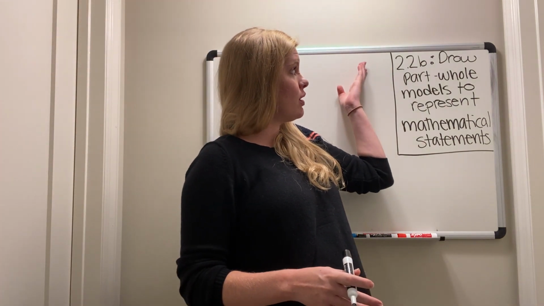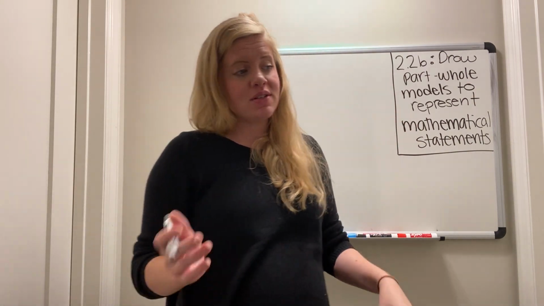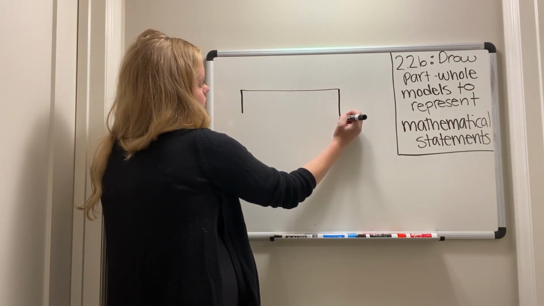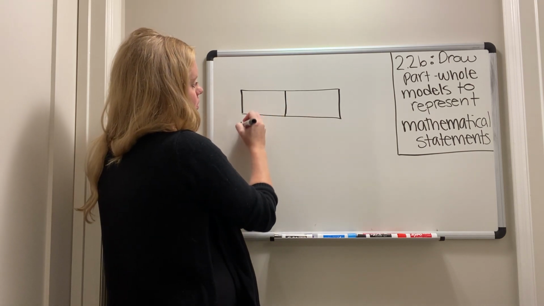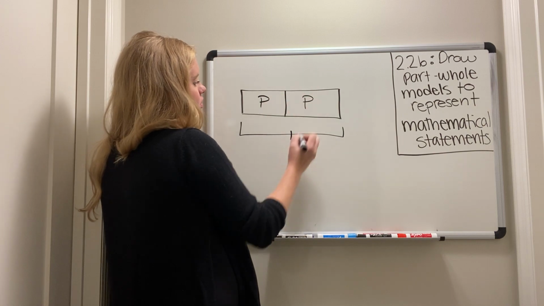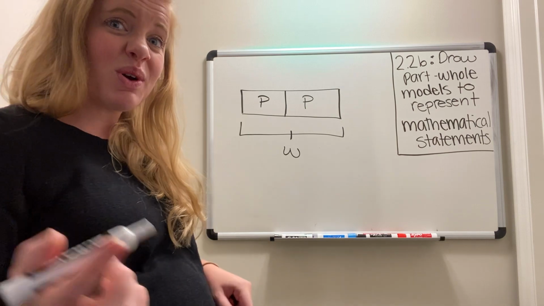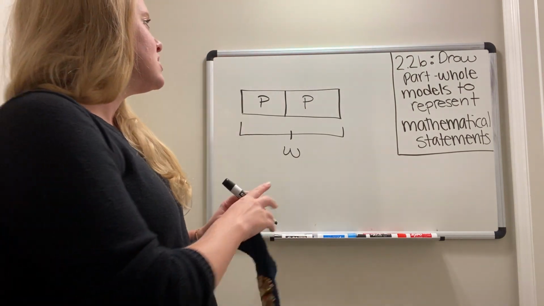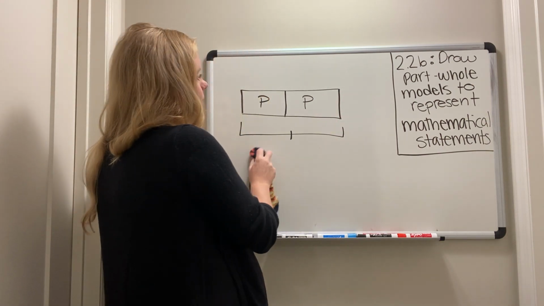Today our objective is a bit of a mouthful, friends. Today we're going to draw part-whole models to represent mathematical statements. So if you remember, our part-whole models look like this: part, part, whole. Okay, you had some of these on your homework last night, so I hope that they went really well because we really focused on them yesterday. So today we're going to draw part-whole models to represent mathematical statements.